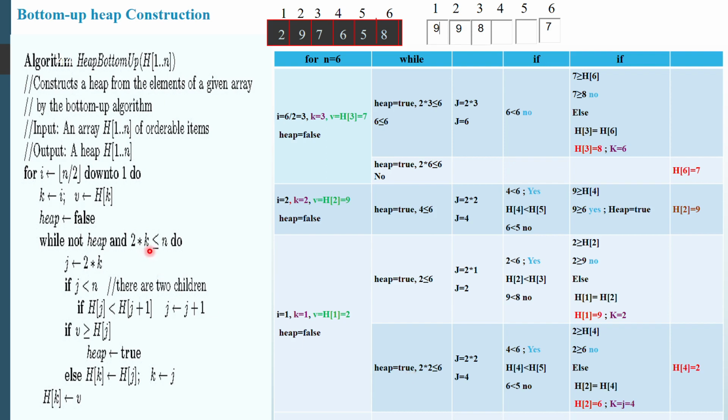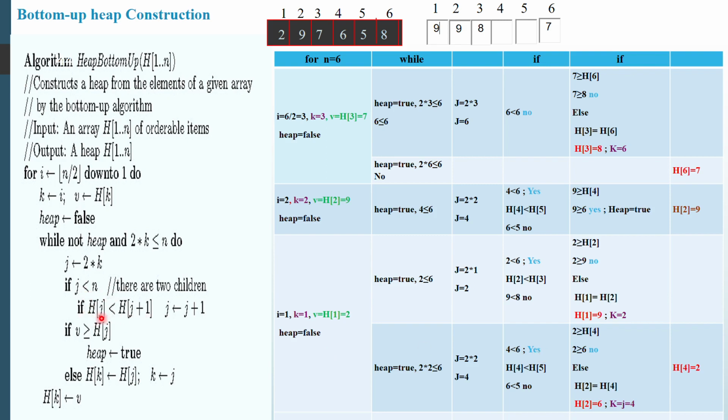And 2 into k. The k value is 2. 2 into 2 means 4. 4 is less than or equal to 6. The condition is true. If the condition is true, then you execute the statement: j equal to 2 into k. The k value is 2. 2 into 2 is 4. j equal to 4 now. Next, 4 is less than n, which is 6. 4 is less than 6, the condition is true. If this condition is true, then execute this statement.